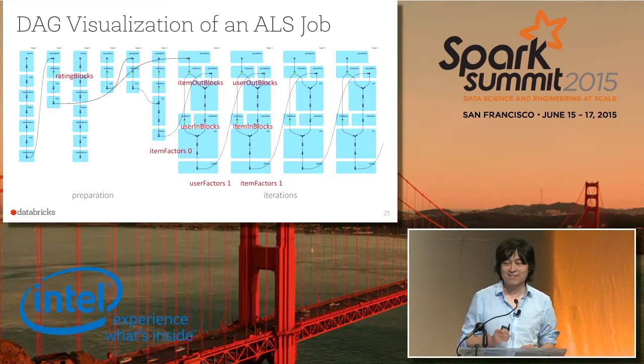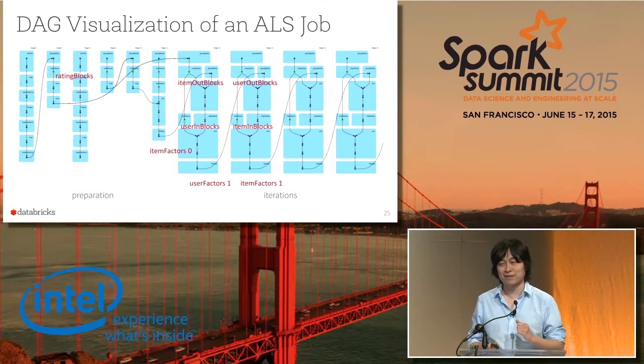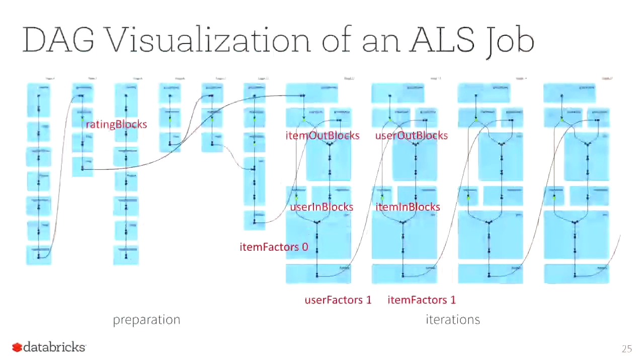And this is my favorite feature in Spark 1.4. It's the DAG visualization. When you run a job, you can go to the web UI, click the DAG visualization, and see the entire execution. In this way, you can see that the stages on the left are the preparation stage. Basically, we are just building the blocks: user in blocks, user out blocks, item in, and item out. The stages on the right are the iterations.